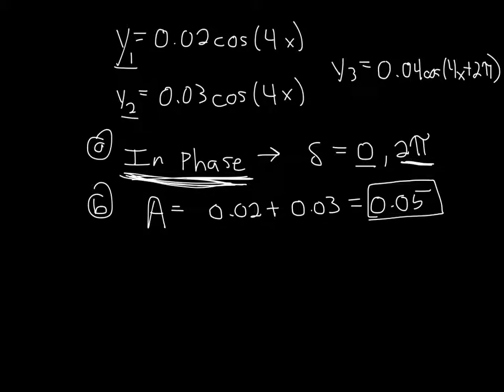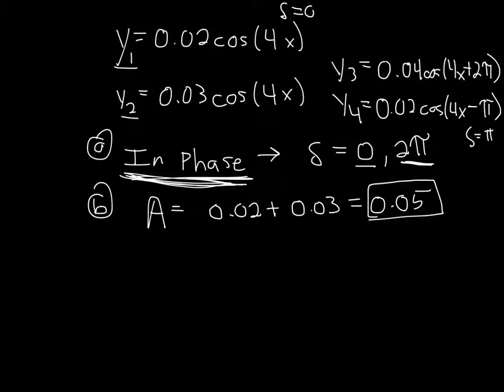We could get a different kind of situation. We could get a situation where we have two waves that are completely out of phase. So let's write an equation. y4 equals 0.02 times cosine of 4x minus pi. And here we see we don't have the same phase, because the delta that we have in y1 is a delta of 0. The delta we have for y4 is a delta of pi.